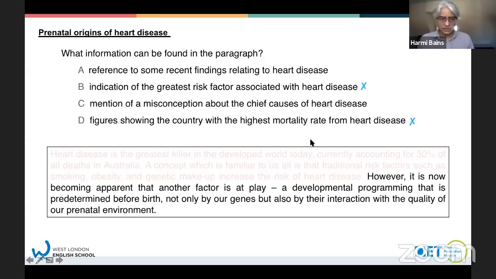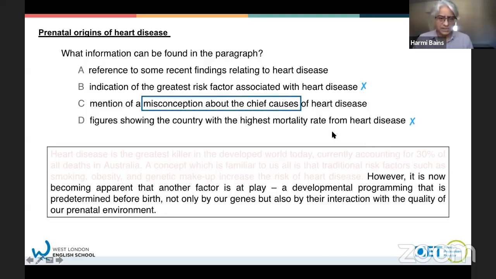At the end, it tells you that there is something else becoming apparent now, that as well as these traditional risk factors such as smoking and obesity and genes, actually before birth there's something, and just at the end it talks about interaction with the quality of our prenatal environment. So while you're still in the womb, basically, this could actually have an effect on whether you have heart disease later on in life.